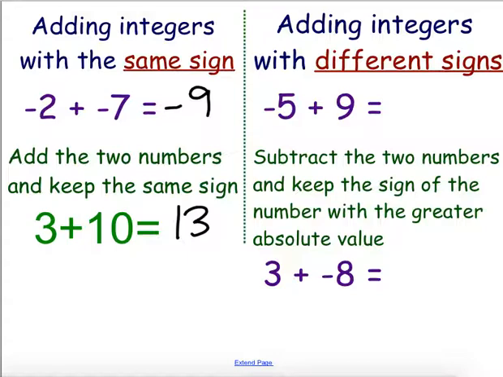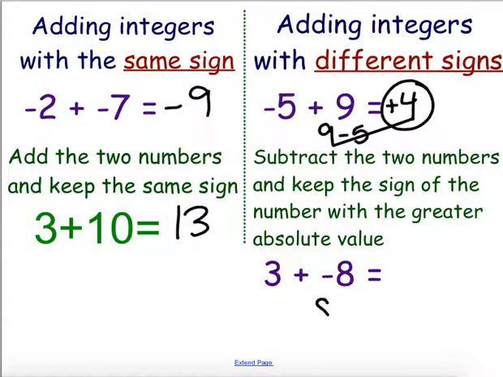When we're adding integers with different signs, though, a way that we can do that is subtract the two numbers and keep the sign of the greater absolute value. So we could do here 9 minus 5 getting us 4, and then which one has a greater absolute value? The absolute value of -5 or absolute value of 9? And you would say absolute value of 9, so we keep it as a +4.